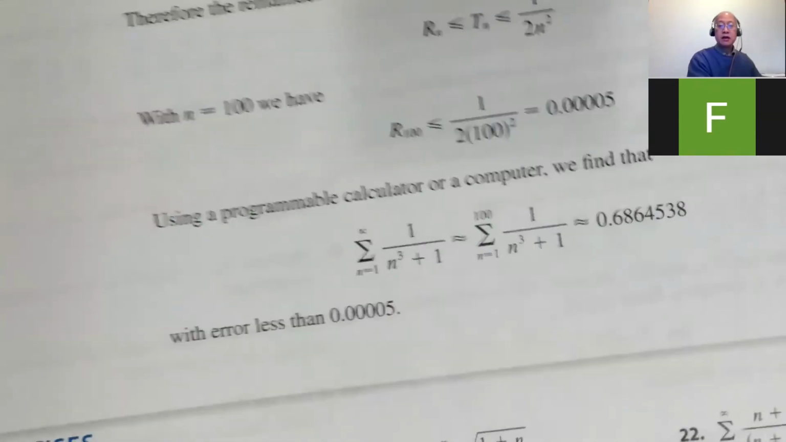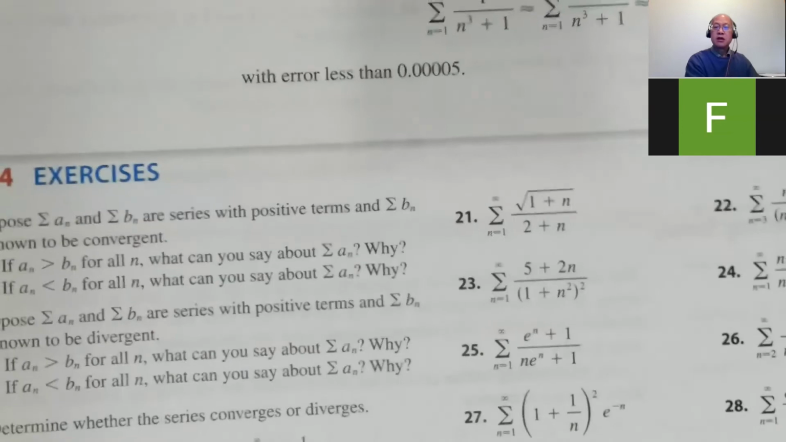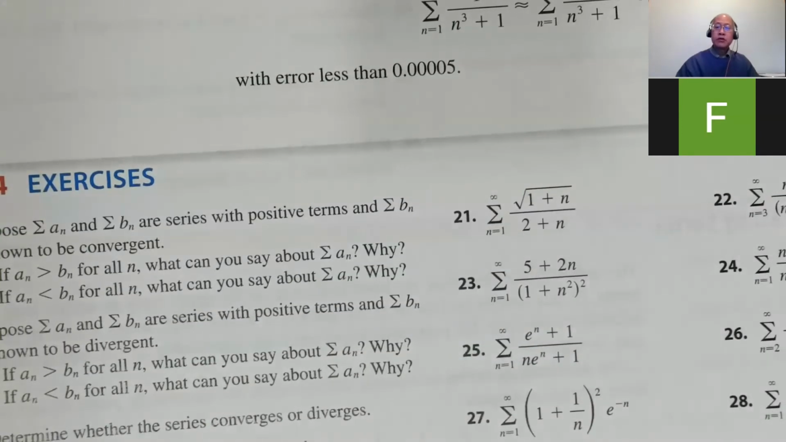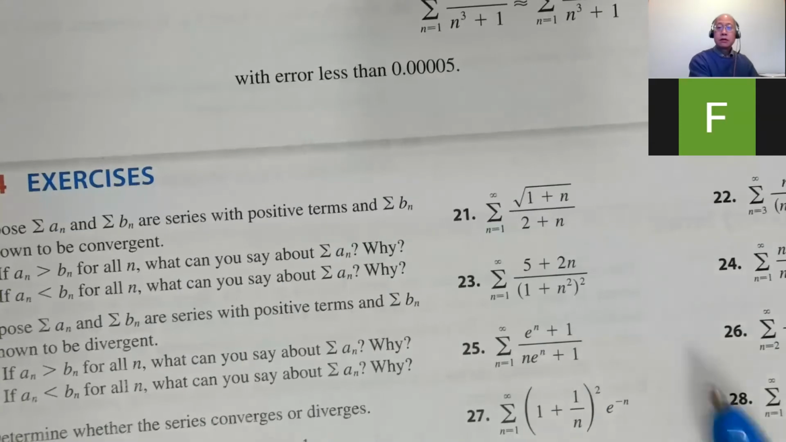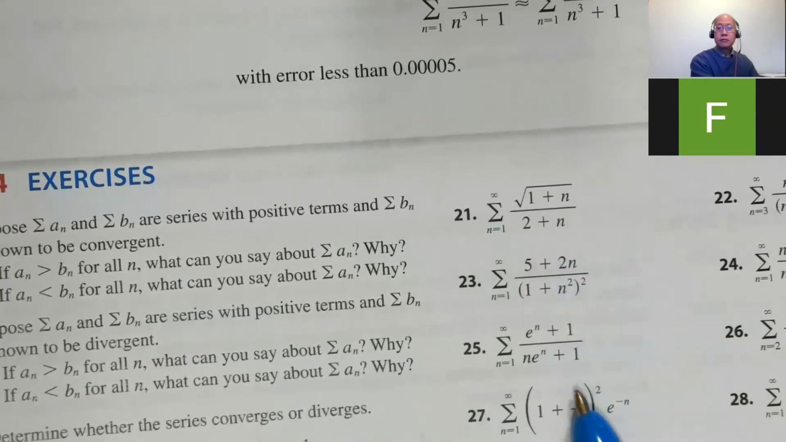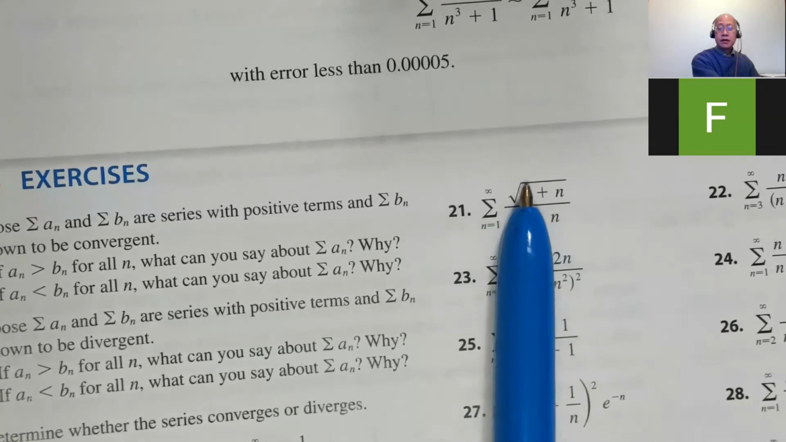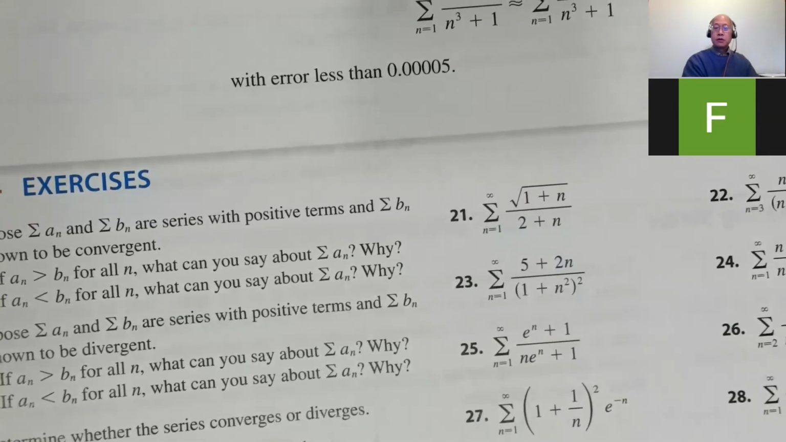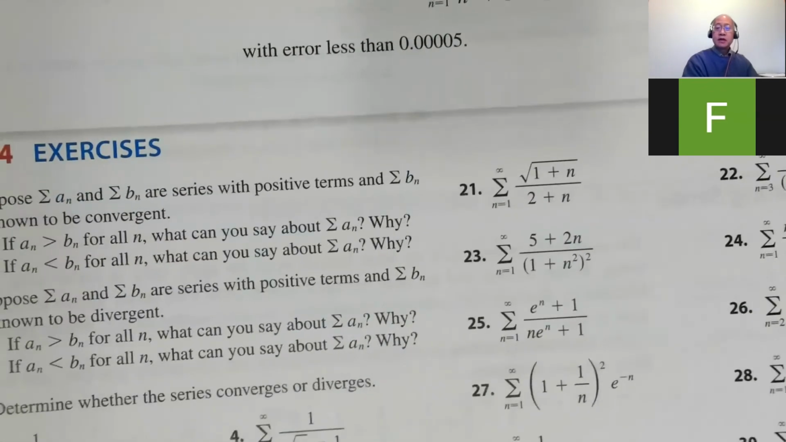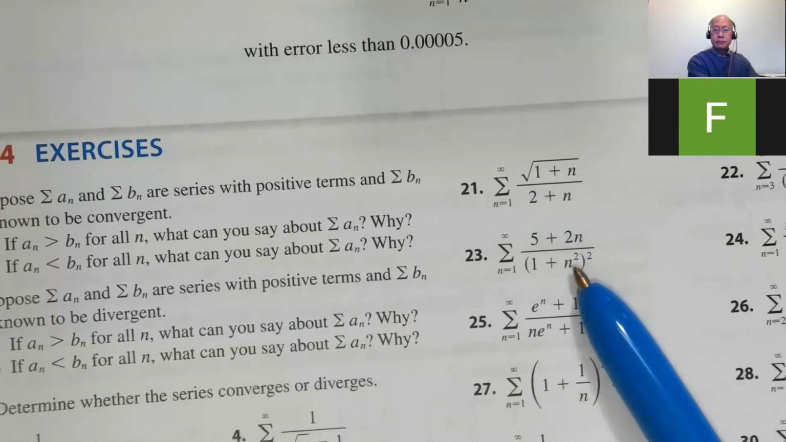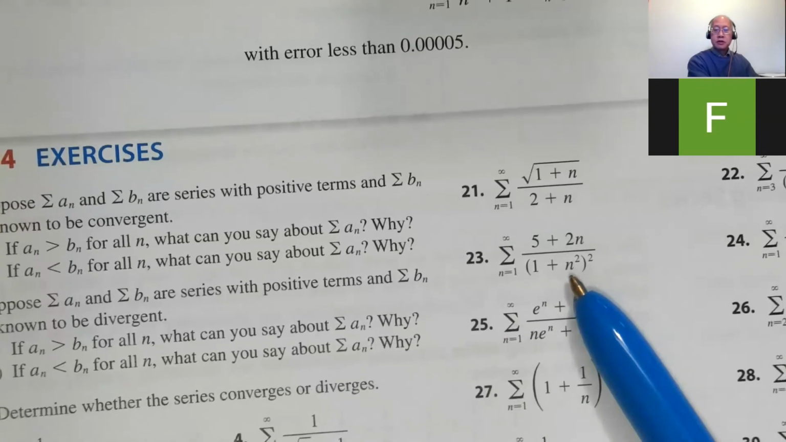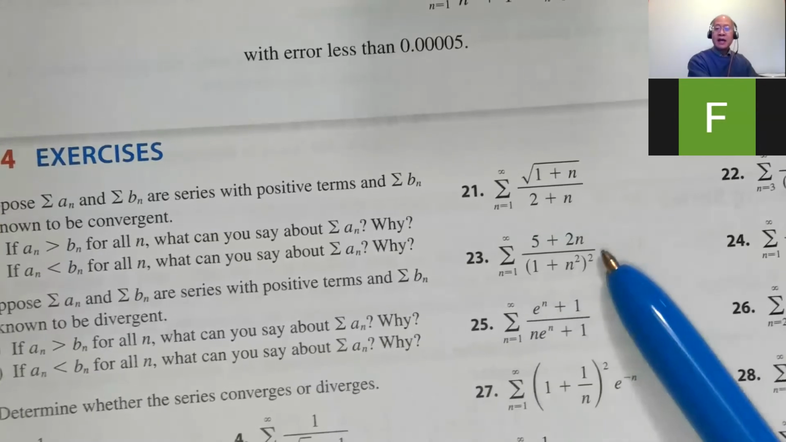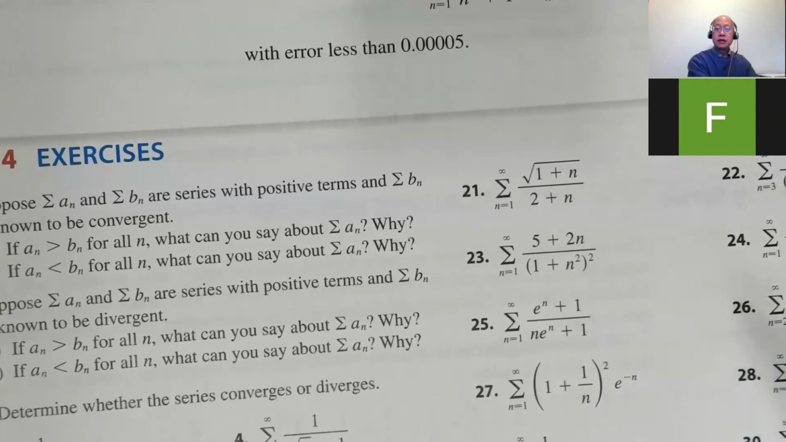So that's a basic game that you play for most of these. 21. Ignore the 1, ignore the 2. Right? Think of it as radical n over n and simplify that. 23, well, I would say multiply out the bottom. It's going to be n to the 4th plus blah, blah, blah, right? So it's essentially n on top, n to the 4th on the bottom, and then go from there.